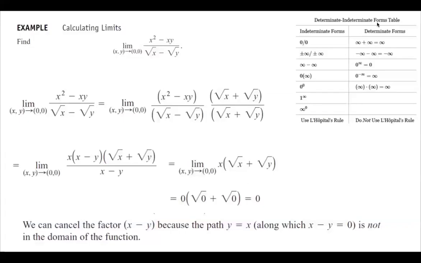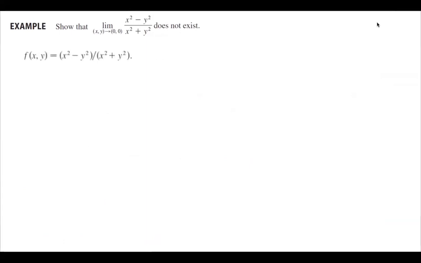We just showed how to apply the method of conjugate to find the limit of this two-variable function. Another method is to check the behavior of a two-variable function along different paths. For example, we want to find the limit of this function around the origin. What are we going to do? We're going to check the behavior of this function along the x-axis.